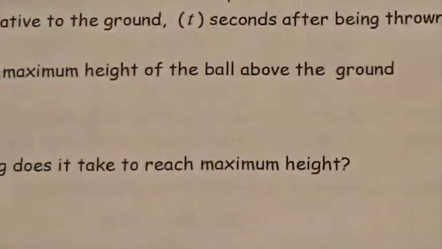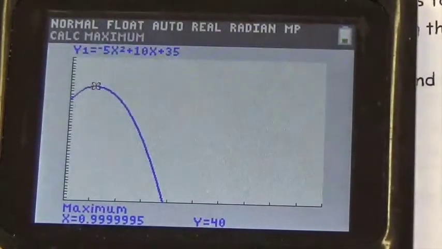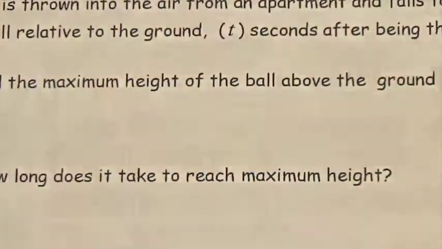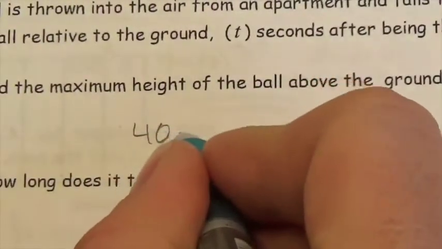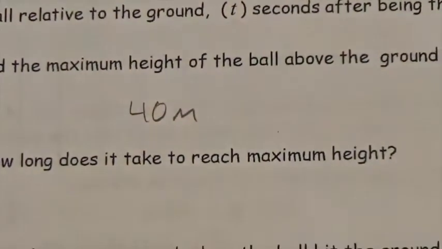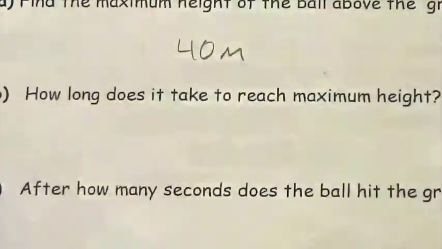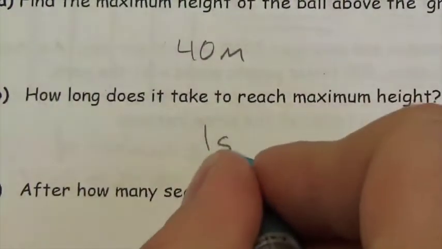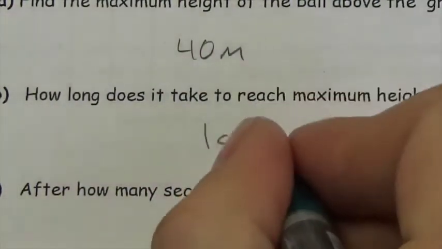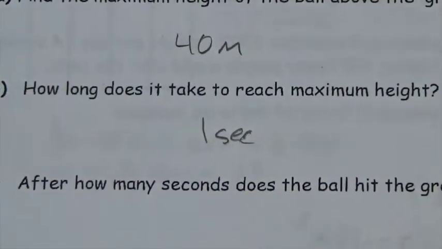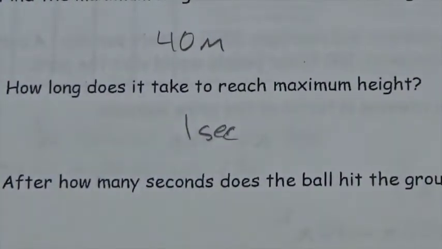So what's the maximum height the ball is above the ground? Well, that's going to be the y coordinate. So that's going to be 40 meters. How long does it take to get to the maximum? That'll be the x coordinate, 1 second. Okay? So immediately I get two answers to two questions just by using the calculator.